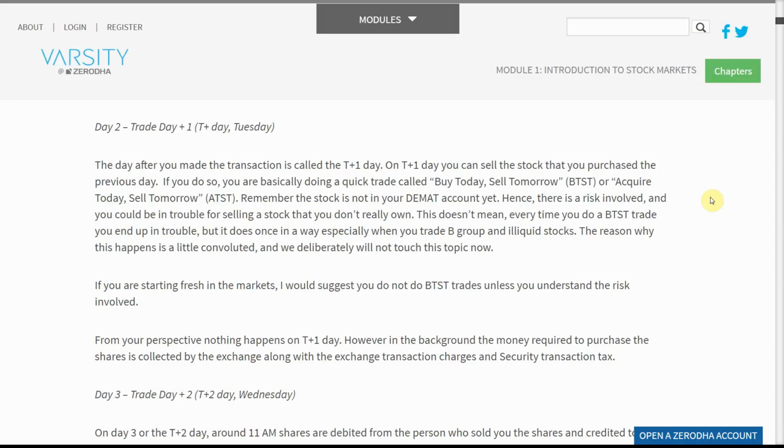Hence, there is a risk involved, and you could be in trouble for selling a stock that you don't really own. This doesn't mean every time you do a BTST trade you end up in trouble. But it does once in a way, especially when you trade B group and illiquid stocks. The reason why this happens is a little convoluted, and we deliberately will not touch this topic now. If you are starting fresh in the markets, I would suggest you do not do BTST trades unless you understand the risk involved.